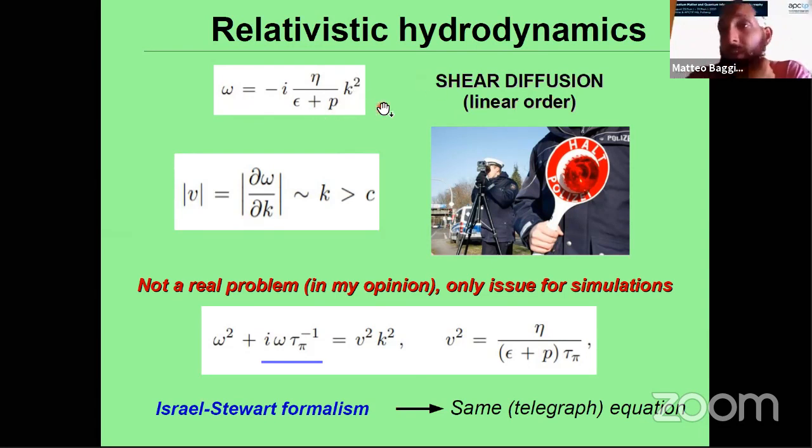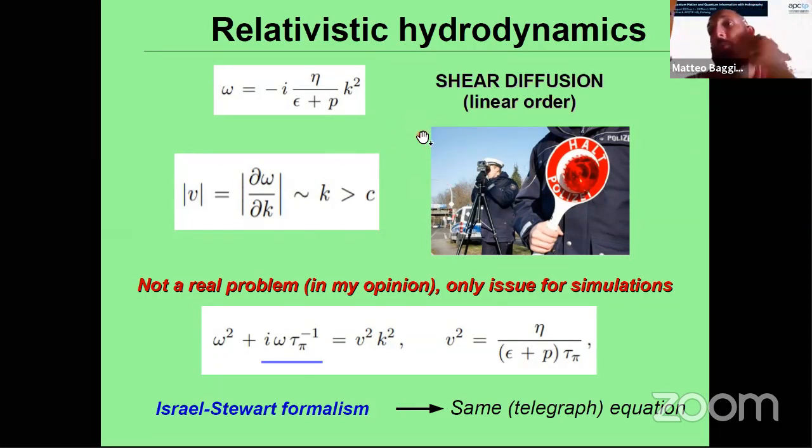Now, there is a problem that people complained a lot about in the past, which is that this mode, if it is assumed to hold forever, will lead to a violation of causality. Why? Because you compute the group velocity, and this group velocity grows like the momentum, and there will be a certain momentum at which it is faster than the speed of light. In my opinion, this is not a real problem because it's based on an extrapolation which is not natural at all, but it's a big issue for simulations.